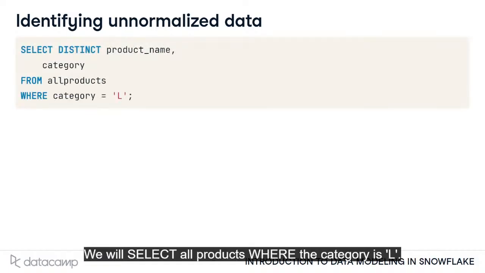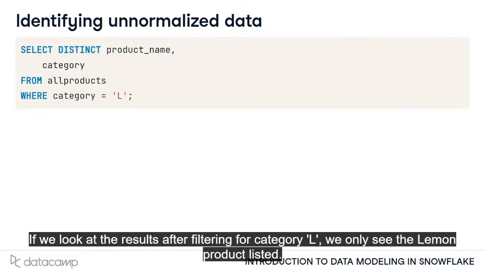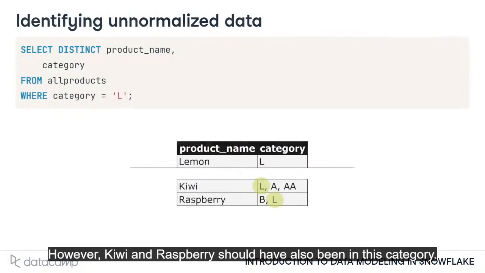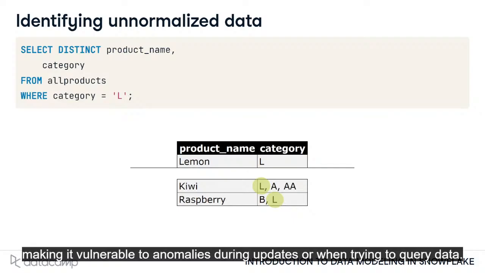We will select all products where the category is L. If we look at the results after filtering for category L, we only see the lemon product listed. However, kiwi and raspberry should also be in this category. This case indicates a complexity in how the data is stored and retrieved, making it vulnerable to anomalies during updates or when trying to query data.